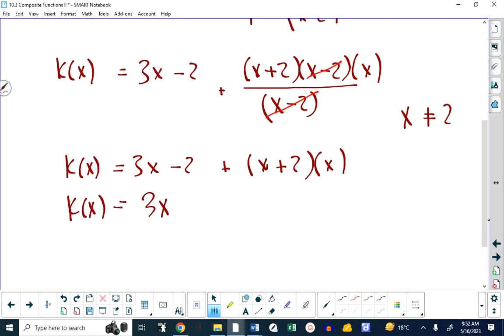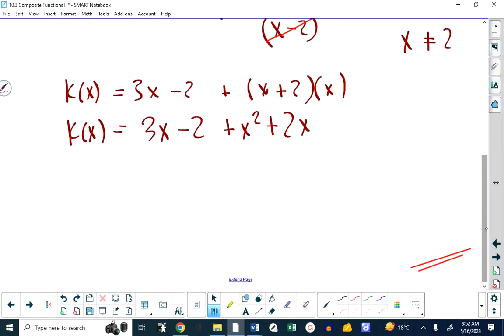Let's see, I have 3x minus 2 plus x squared plus 2x. Might as well put that 3x and 2x together and get k of x is x squared plus 5x minus 2. And by the way, everyone, x is not equal to 2.